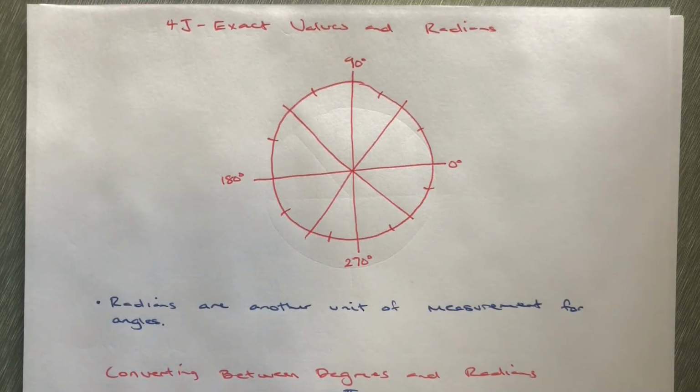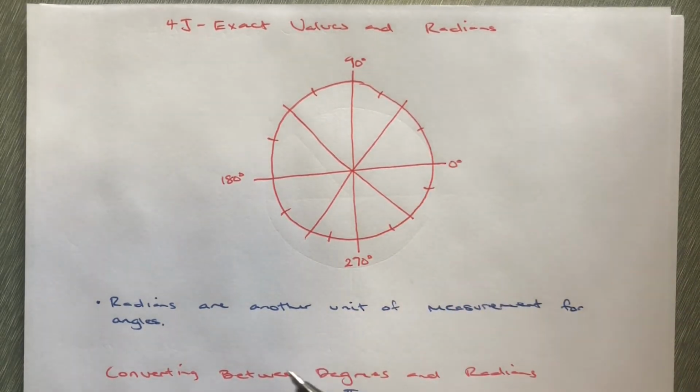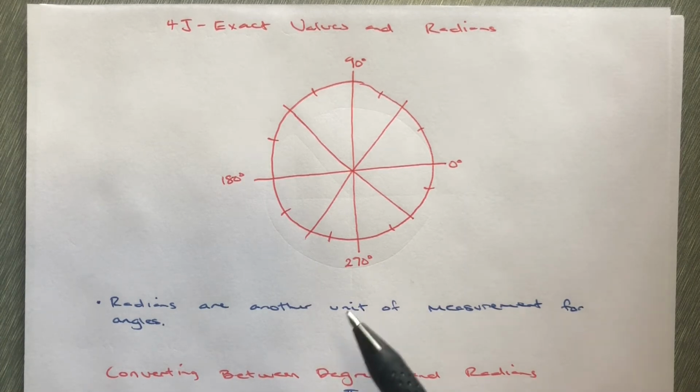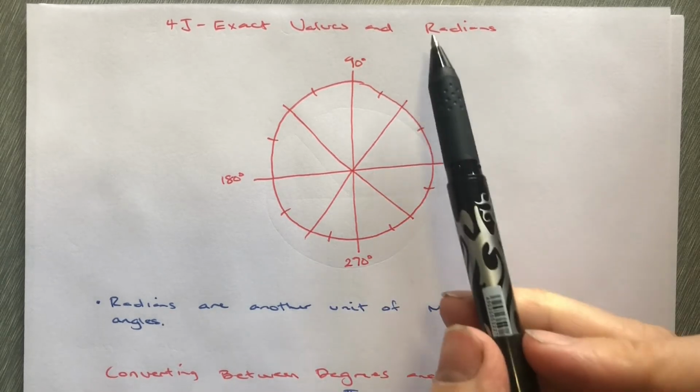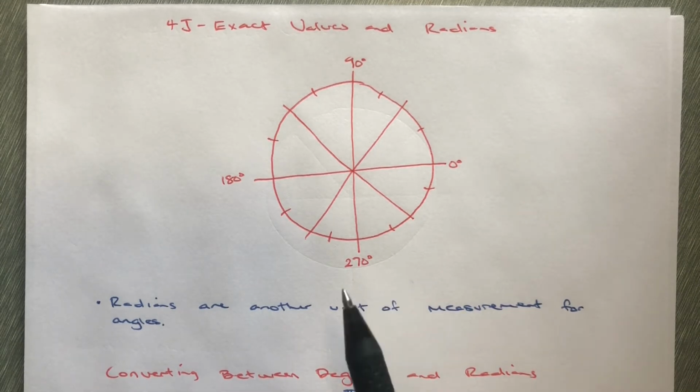Okay, so here's the new stuff from 4J, and it's called exact values and radians. Firstly, I'll talk about radians though. Now, we're familiar with degrees. We know what 45 degrees is. We know what 90 degrees, 180 degrees, etc. But we're not talking about degrees. We're talking about radians.